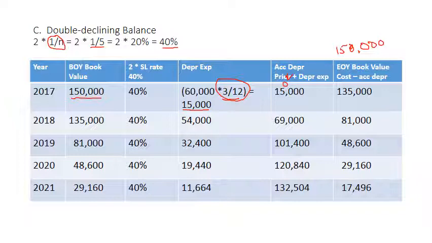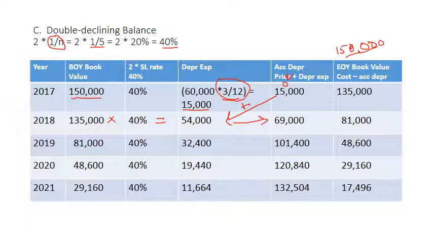So the next year, the 135 carries over to the beginning of the year book value, multiply by 40%, which gives us the 54,000. So 135,000 times 40% equals 54,000. 15,000 plus 54,000 is 69,000. 150,000 minus 69,000 equals 81,000. So the cost of 150 minus the accumulated depreciation equals 81,000. 81,000 carries over to the beginning of the next year.